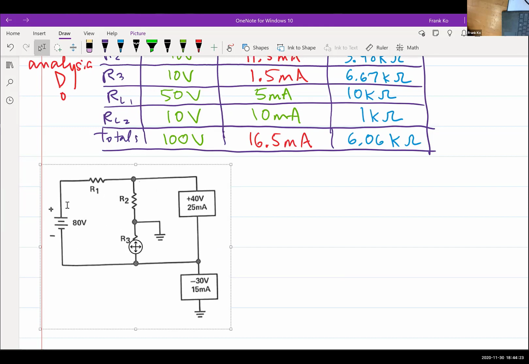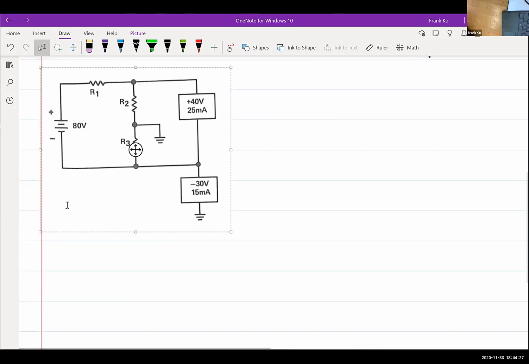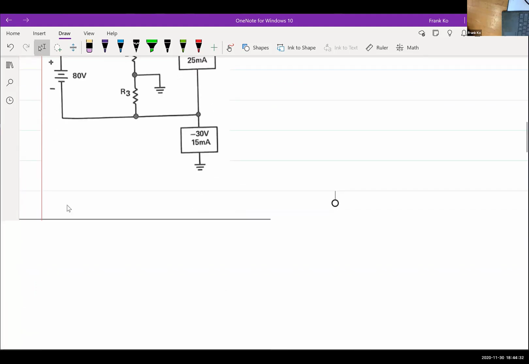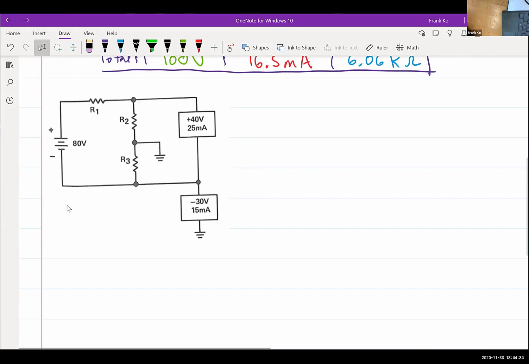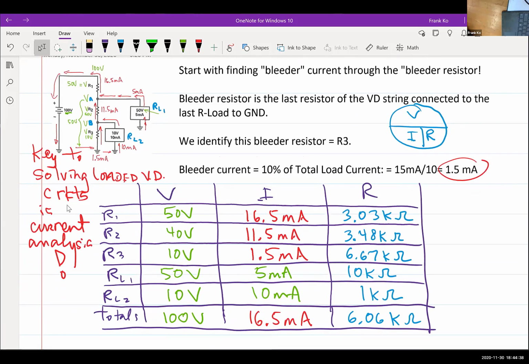Everybody see that okay? Yes. All right. So in analyzing this particular guy, where would we start? If we use the same rules we did before, what did we do before? We had to find the bleeder current through the bleeder resistor, yes? So we had to identify the bleeder resistor.